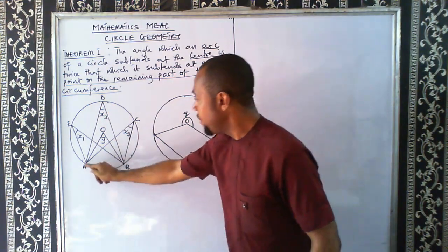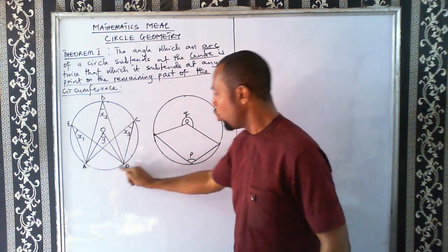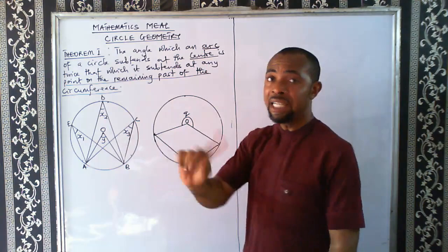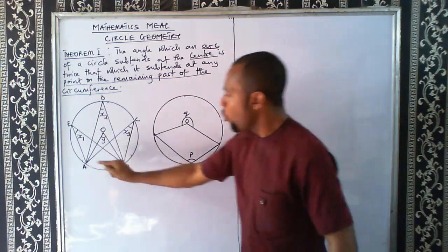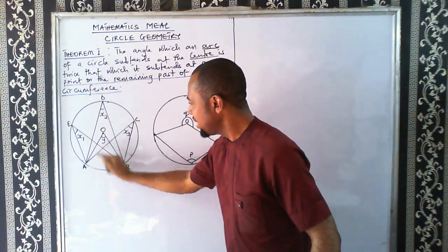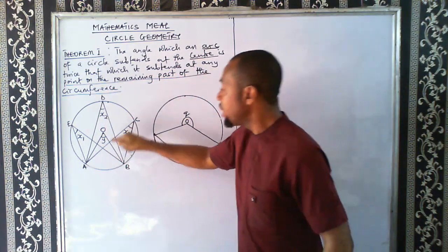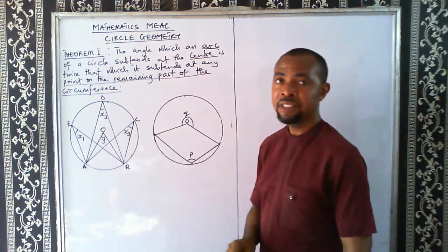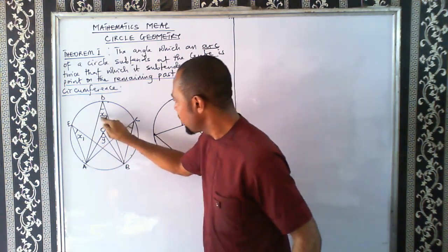So if the angle at the center and the angle at the circumference did not originate from the same arc, then this theorem will not hold. This theorem can only hold when the angle at the circumference and the angle at the center both originated from the same arc. You see that?